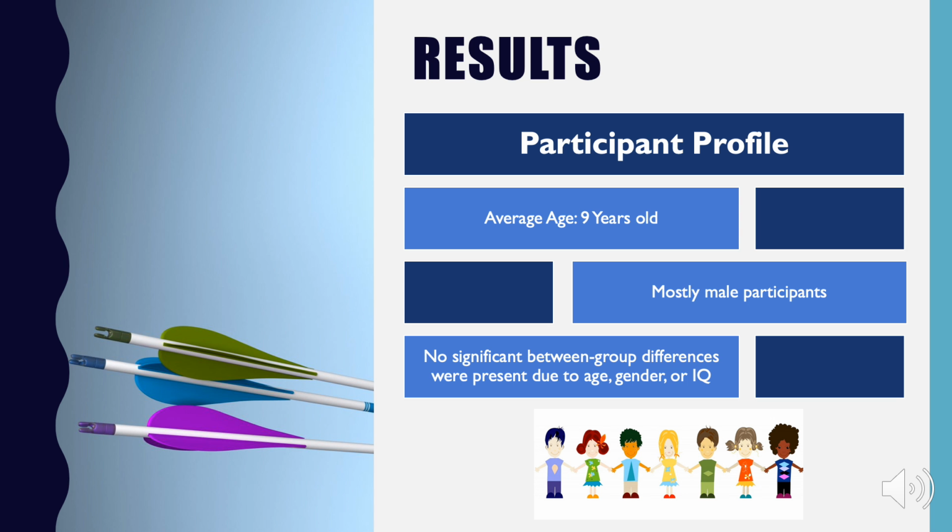The results of this study are very cool, but we have to keep in mind the participants that we were analyzing. So the participants in this study, the average age was about 9 years old. It was mostly male, and there were no significant between group differences due to age, gender, or IQ. This is really important because it tells us that the variables we're actually testing aren't related to external things that we can't control, like age, gender, or IQ.